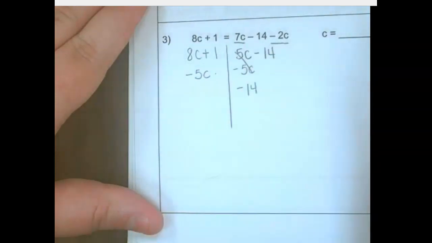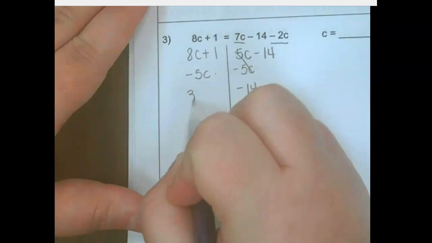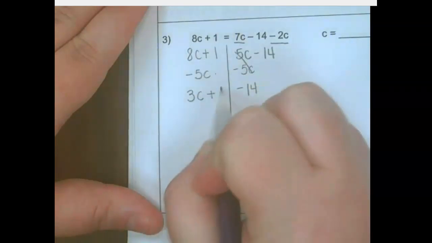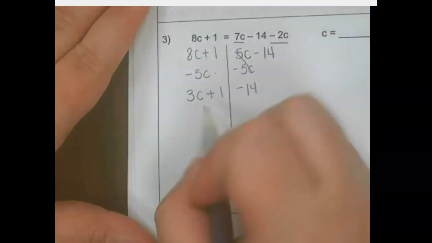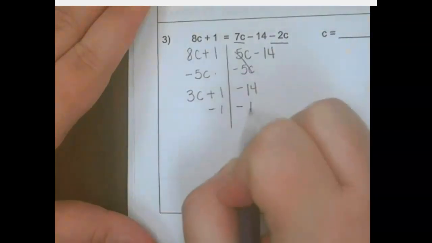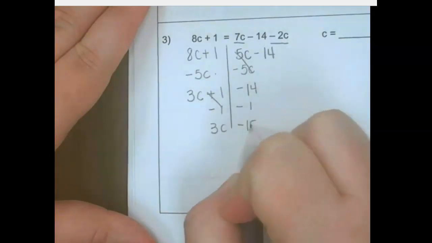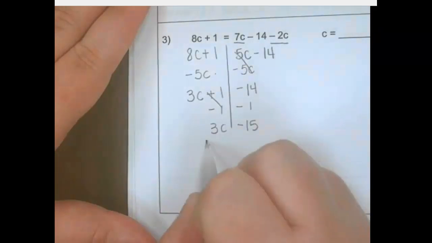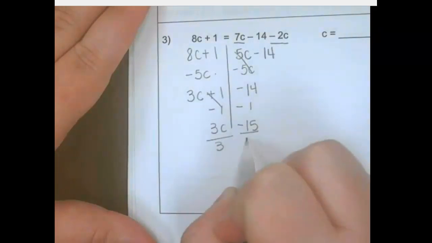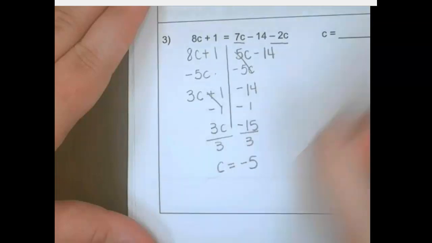Negative 14 is left on the right side. 8 minus 5 is 3c. Bring down my plus 1. Subtract 1 from both sides. Get negative 15. Divide both sides by 3. You get c equals negative 5.